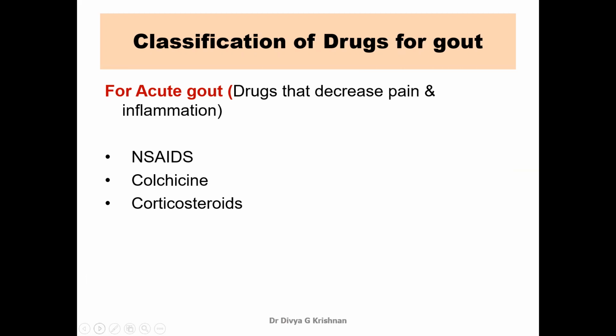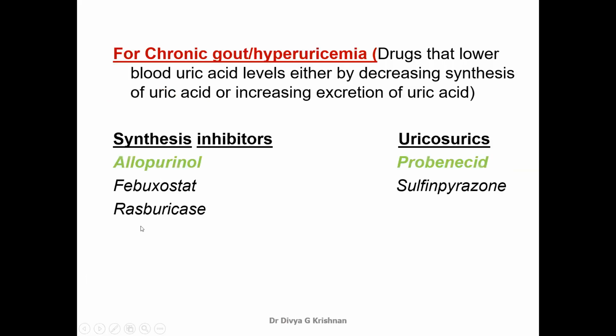The second part of the classification includes the drugs which are used for chronic gout, and these drugs are also used for secondary hyperuricemia. These are the drugs that lower the blood uric acid levels either by decreasing the synthesis of uric acid or by increasing the excretion of uric acid. This involves two types of drugs.